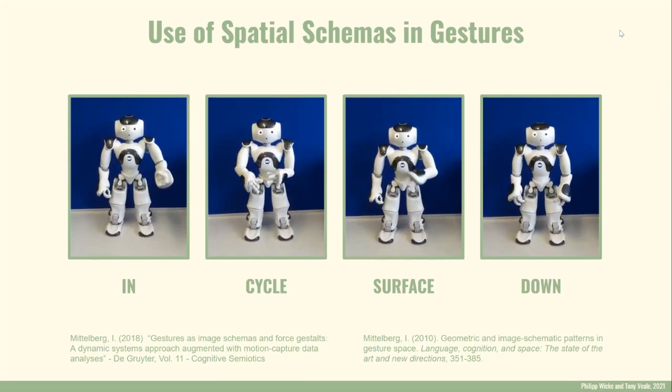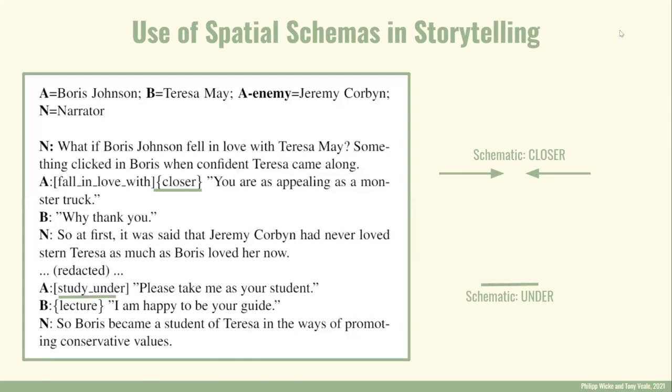And here's an example. On the left side, you can see a generated story, right? This is just one of the stories. I'm just going to quickly read it. What if Boris Johnson fell in love with Theresa May? Something clicked in Boris when confident Theresa came along. And then one actor says, you're as appealing as a monster truck, right? So you can also see Tony's influence in working on computational humor here, of course.